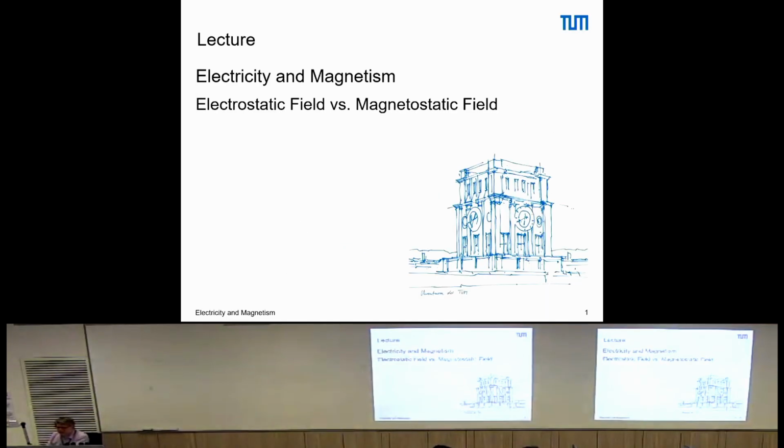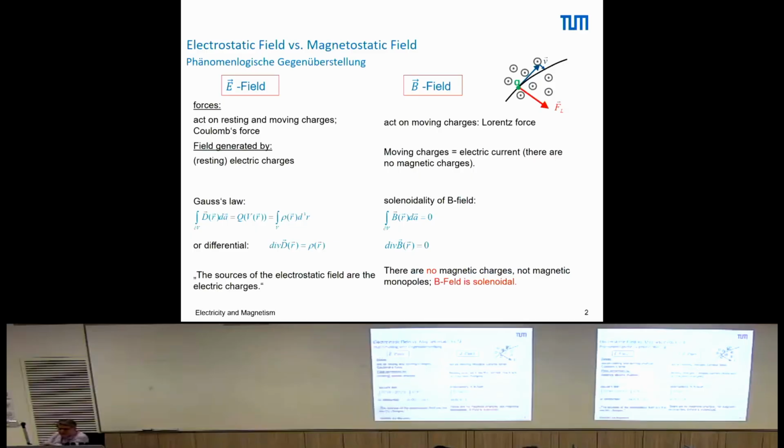Quick comparison: if you look at electricity and magnetism, the electrostatic field versus the magnetostatic field, you have forces due to the E field. In the electrostatic case, you have the Coulomb force that is acting both on resting and on moving charges, and the field is generated by electric charges.